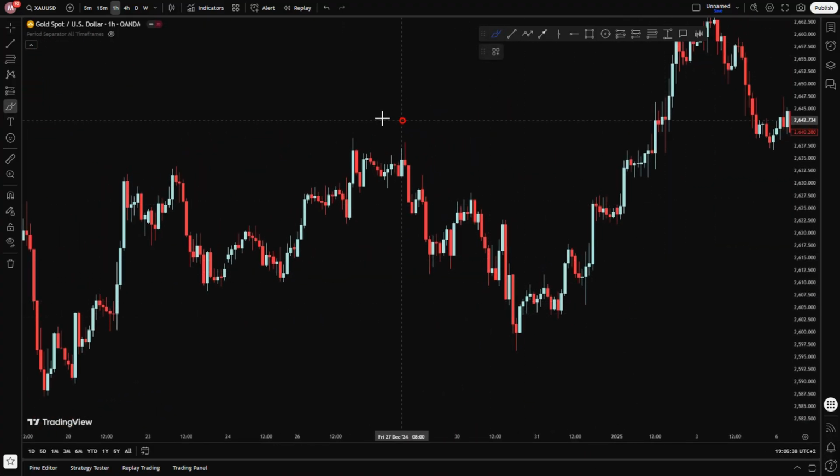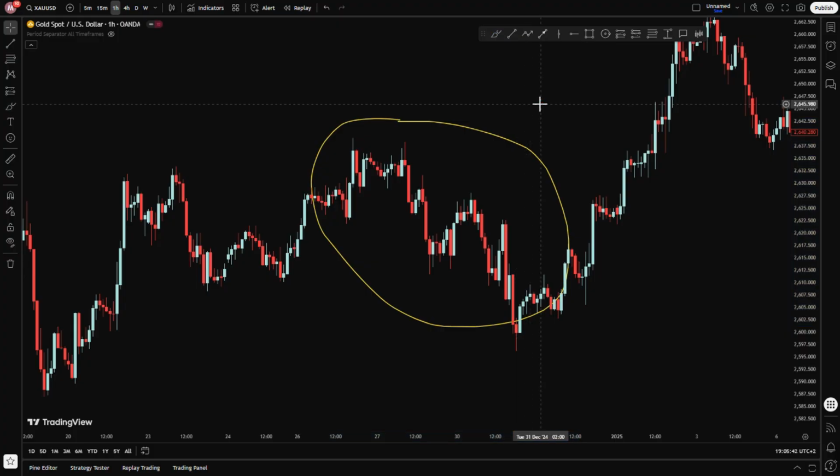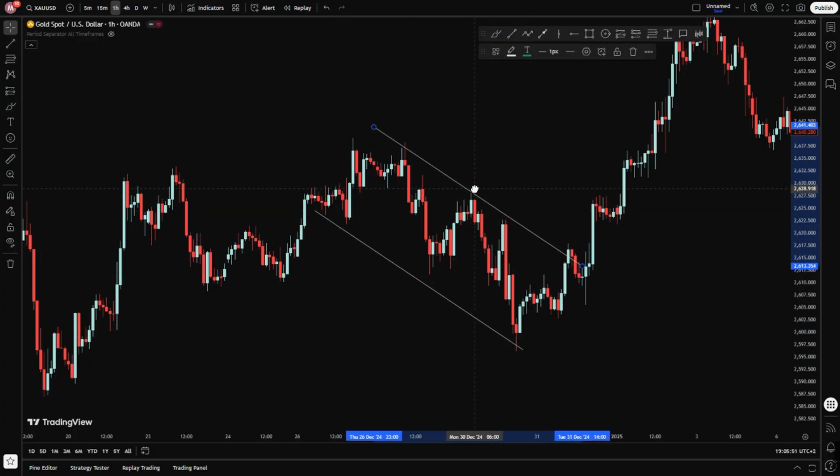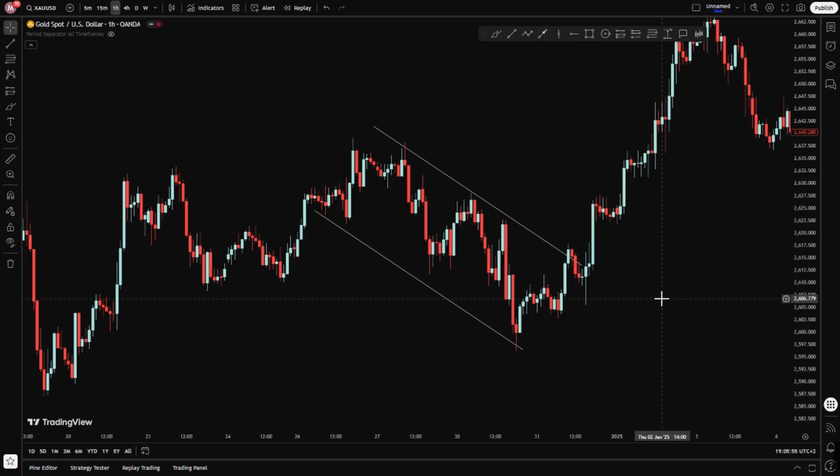Here's a clear example of a bullish market structure that formed a really clean pattern. The moment I see this, I'm already on alert for buying opportunities. But here's the crucial part. I don't just jump in anywhere. I'm looking for very specific clues that confirm the strength and reliability of the move.